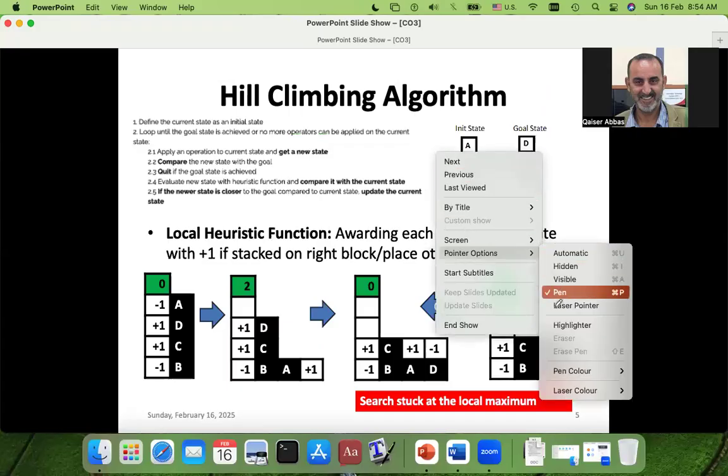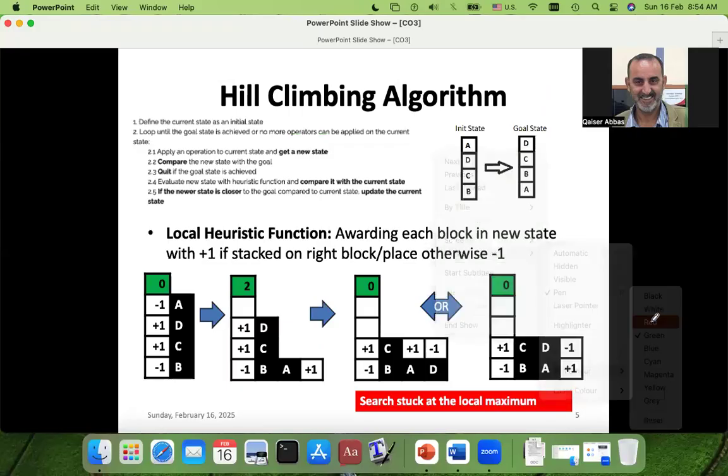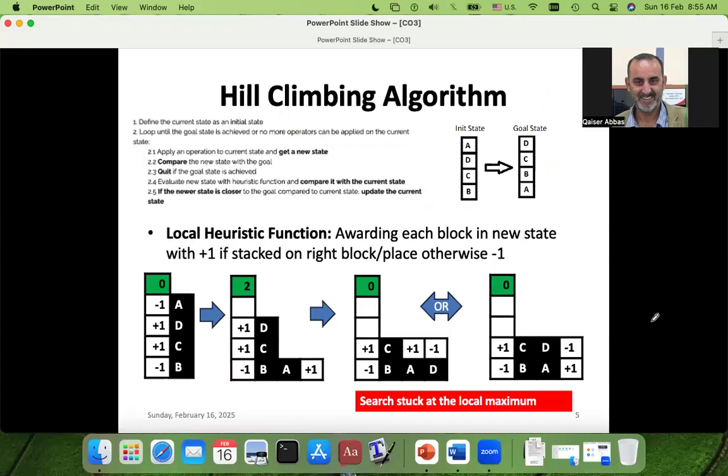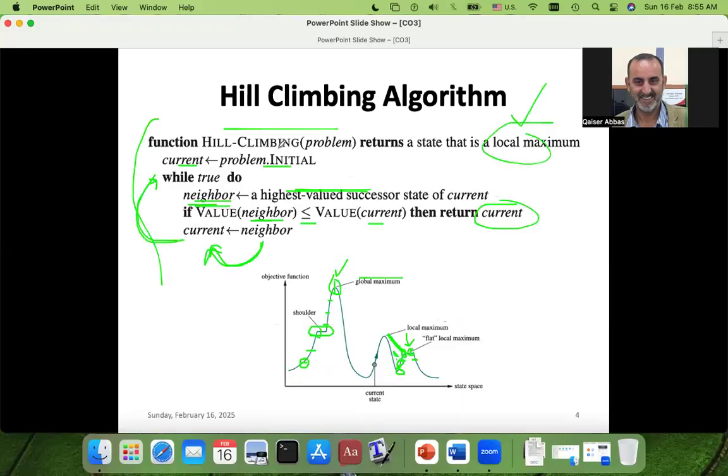Now, another example of this algorithm. So now the same algorithm is written theoretically here. Theoretically means in sentences. Here, define the current state at the initial. Whatever the initial, define this. Loop until the goal state is achieved, or no more operators can be applied. That is the same loop. So this is the initial, this is the loop.